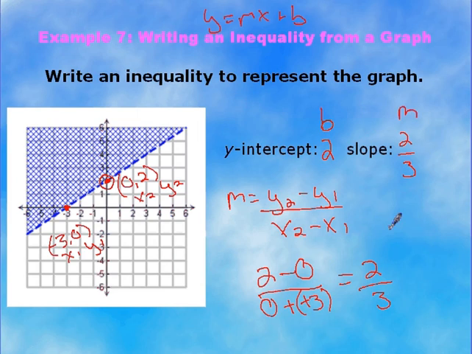Okay? So if we were going to fill in this y equals mx plus b, we have our b, we have our slope, so we can just fill that in. Let's fill that in over here. Y equals, and instead of m, we're going to put the slope, so 2/3 times x, and instead of b, we're going to put plus 2. So this is the line equation. But we don't want to put that equal sign there. We want to put an inequality sign.